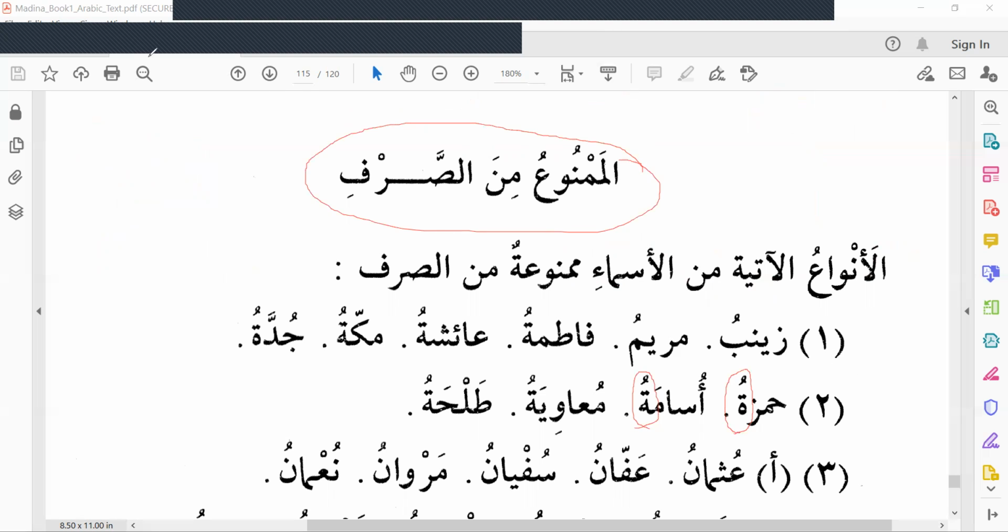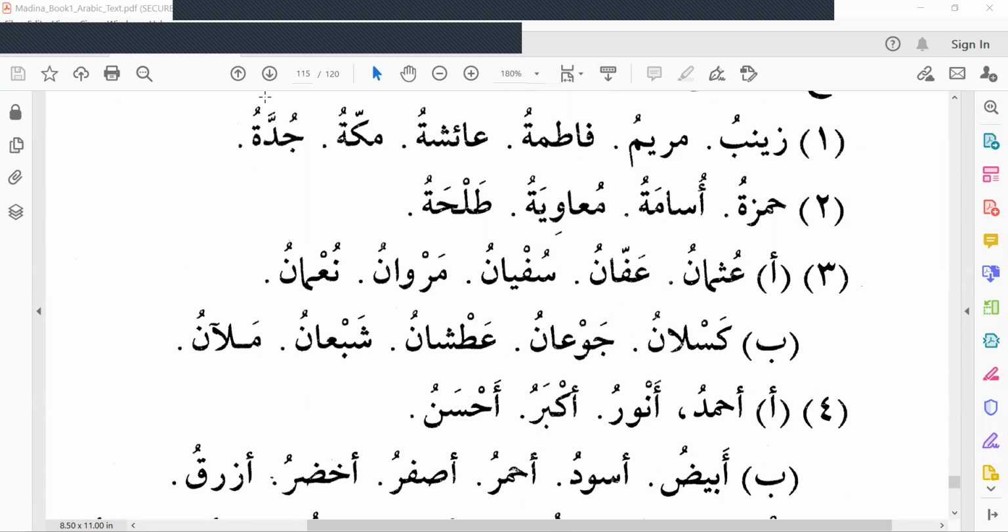Third one is those male names ending with alif noon, which will be considered as al-mamnu min as-sarf, which will not take tanween and which will not take kasra also. For example, Usmanu, Affanu, Sufyanu, Marwanu, Nu'manu. You see all the male names ending with alif noon.